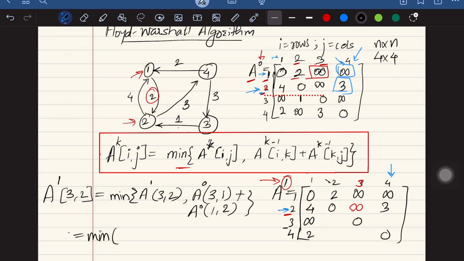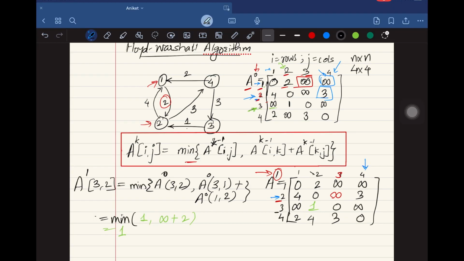Let's go to our previous matrix, which is a of, oh, so it's going to be k minus 1, and that's going to be 0 here, sorry. So let's go to our previous matrix from a 3 to 2. So from a3 to a2, it's 1, right? So 1, and then from a3 to 1, that's infinity, plus 1 to 2. So 1 to 2 is 2. What's the minimum, right? So it's 1. So we write 1 over here. In this way you fill the entire table. Now we have filled the first matrix with all the values using this formula.